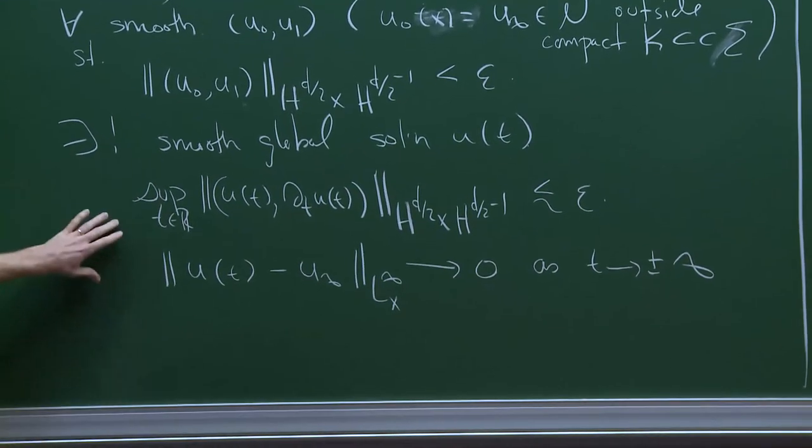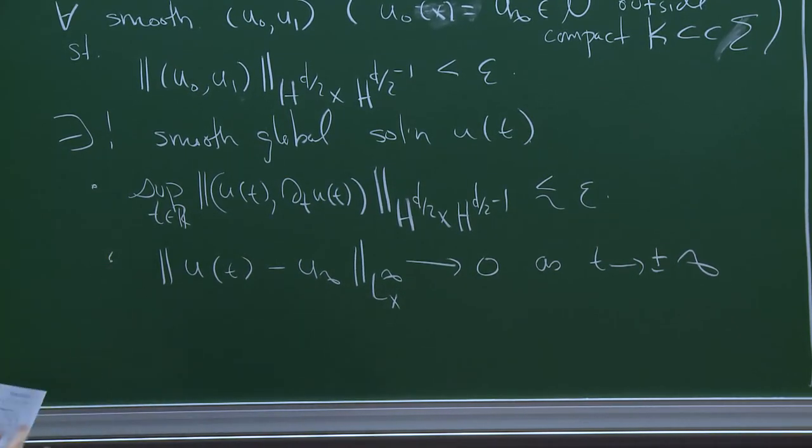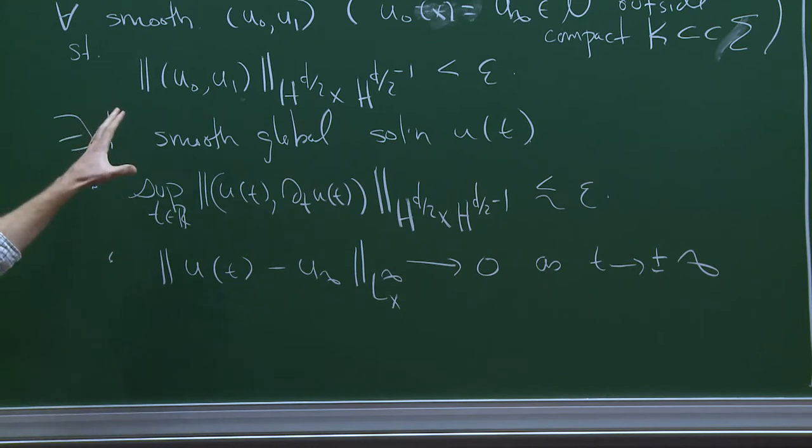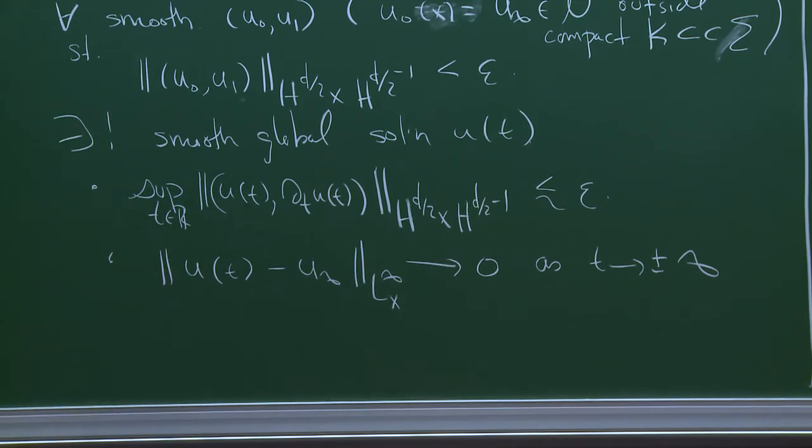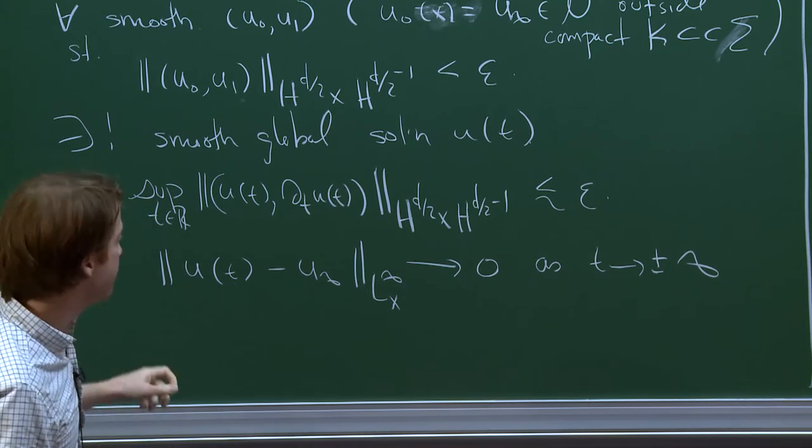OK, so we can also prove a bit more. In particular, we have a more precise statement on the asymptotic behavior, namely that of scattering. But it's difficult to formulate scattering. At this point, I need to introduce the notion of a gauge first. So we also prove scattering, but in an appropriate gauge.